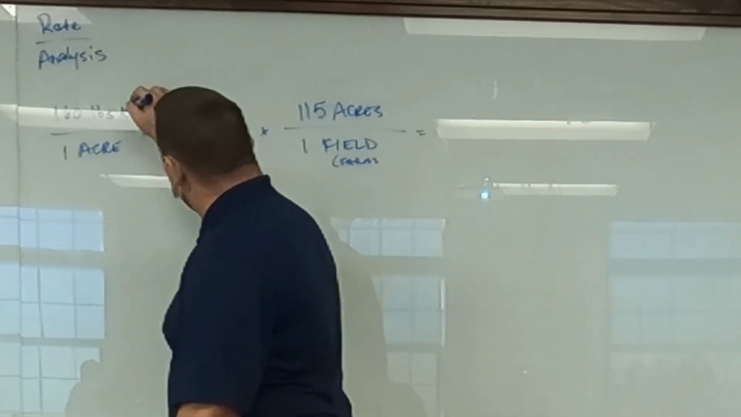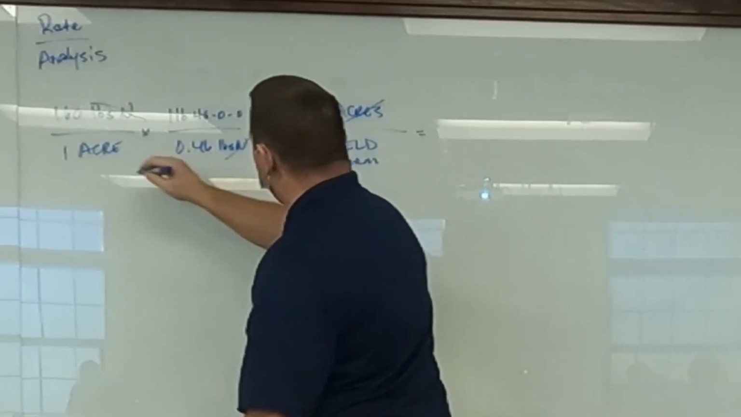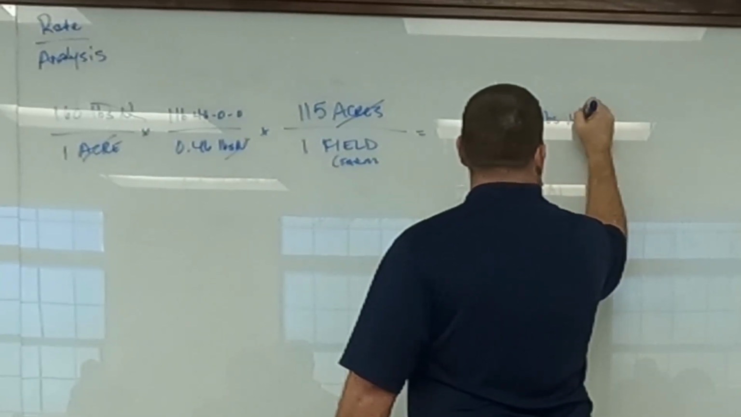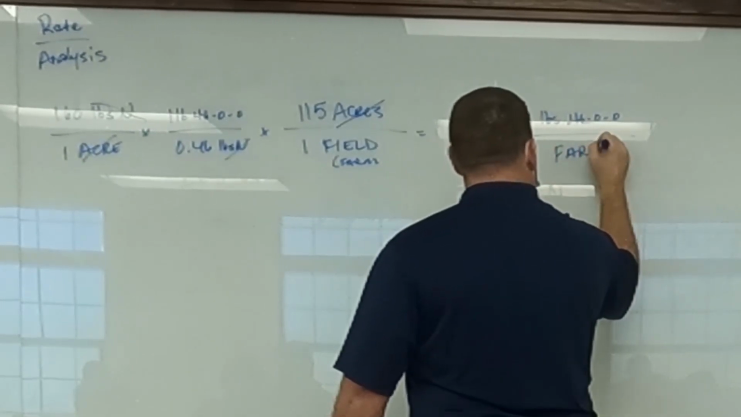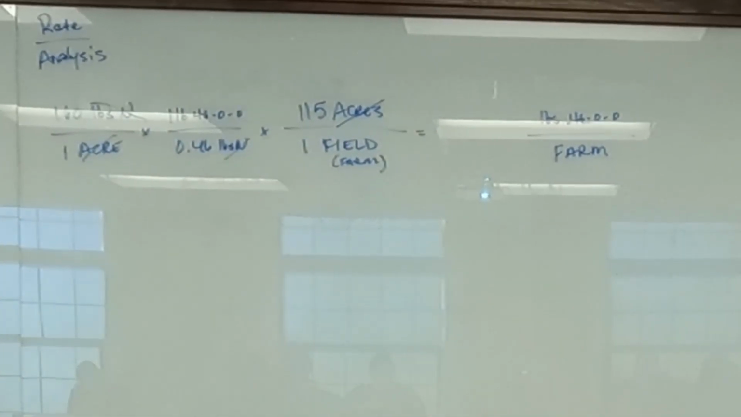Pounds of N are going to cancel. Acres will cancel. And what we're left with is pounds 46-0-0 per farm or field, whichever you prefer. So we have 347 per acre and it's 40,000, so 40,000 pounds.